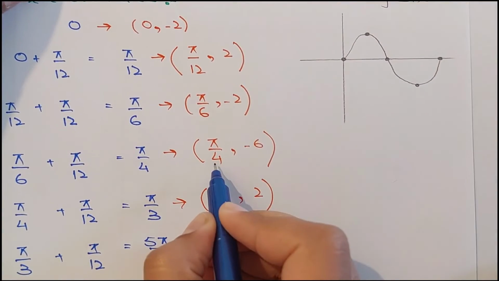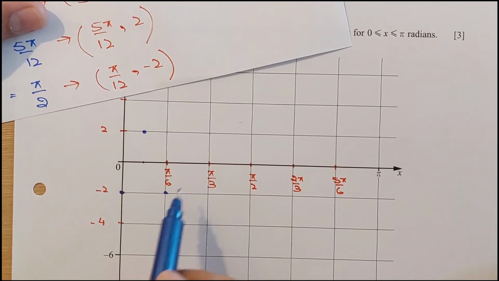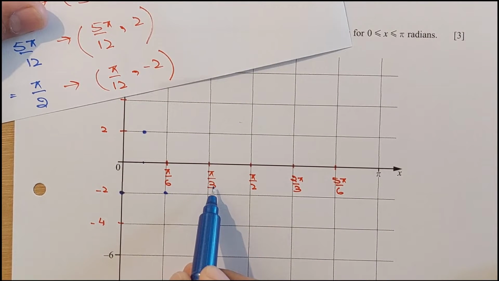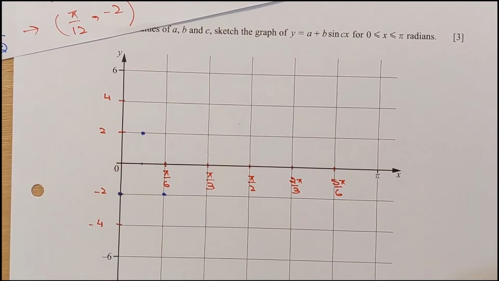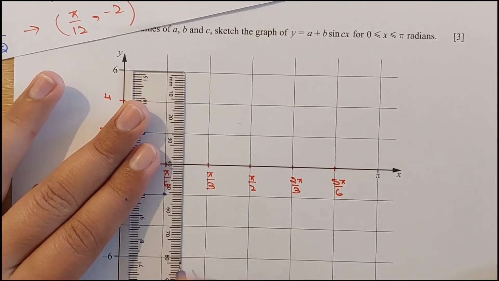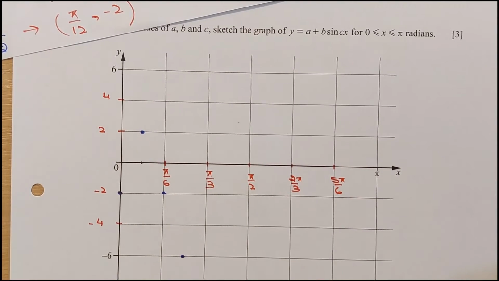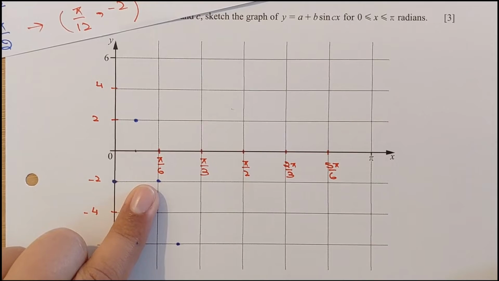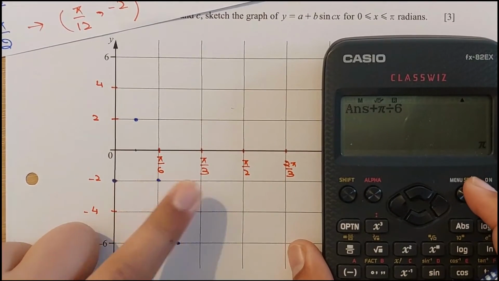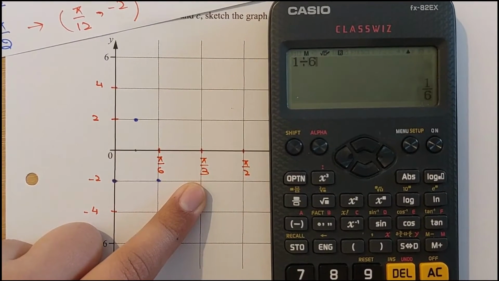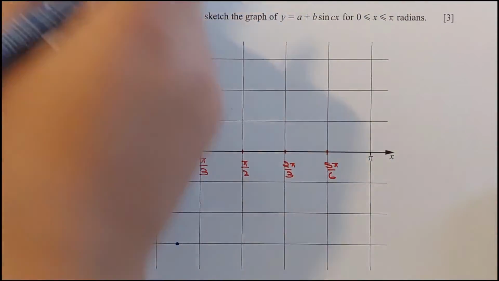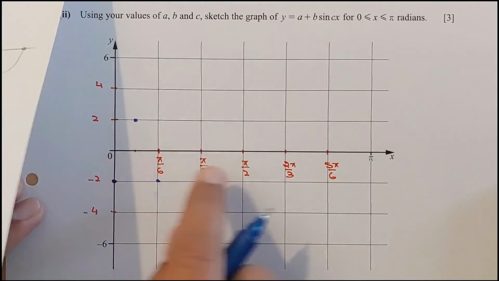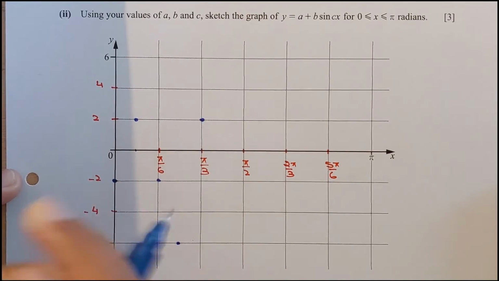The next point is pi by 4, minus 6. Pi by 4 lies between pi by 6 and pi by 3. So we have negative 6, this point in the middle, right? We can check, pi by 4 lies between pi by 6 and pi by 3. We can say 1 by 6 plus 1 by 3 divided by 2 is pi by 4, yes. Okay, the next is at pi by 3, it is 2. So at pi by 3, we have to go to 2, right?